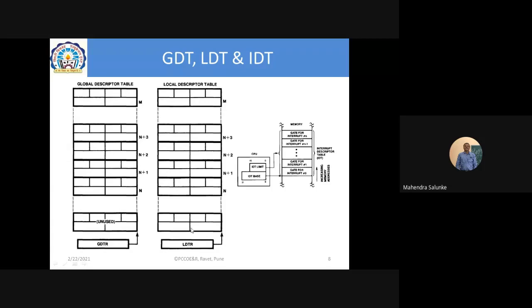Now, what about the LDTR? LDTR is also a pointer register, the local descriptor table register, that points to the base of your local descriptor table. Here also we have the first entry, then 1, 2, 3, and the last one is m. So for the LDT as well, m can go up to 8191. So 0 to 8191, we can have the descriptors in this table.